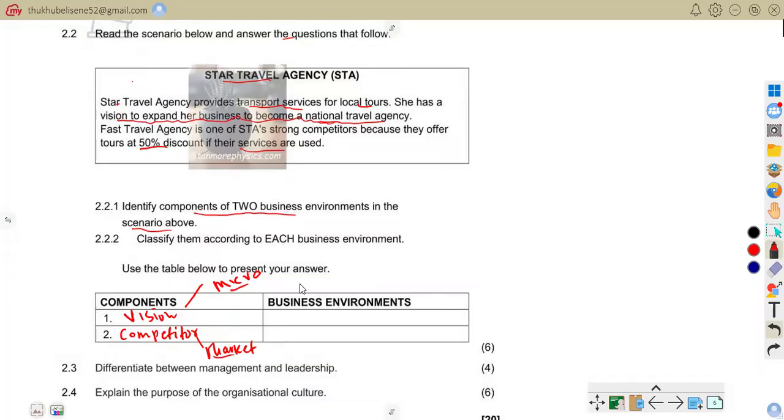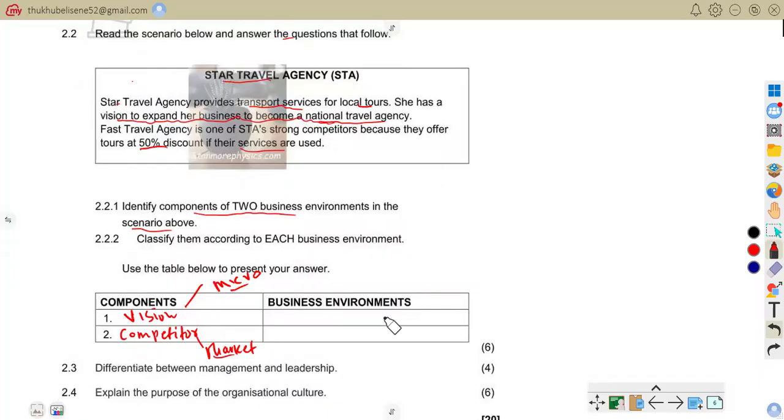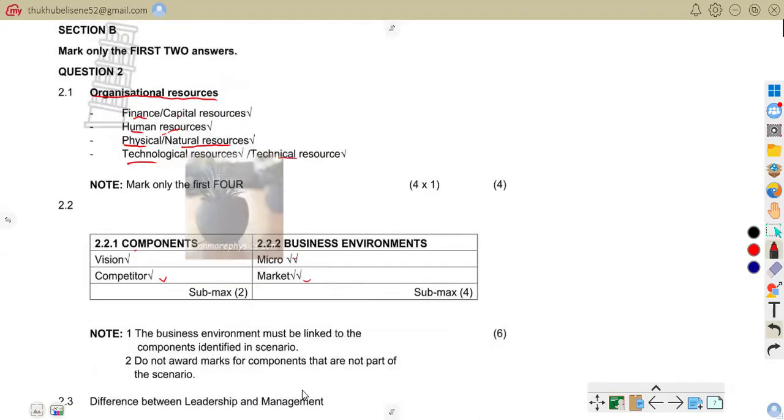So now we asked about the business environments. As we can see, our business environment is micro as well as market, like we have already said that vision is micro and a competitor is market. Hope we understand that. So now let us go to 2.3.